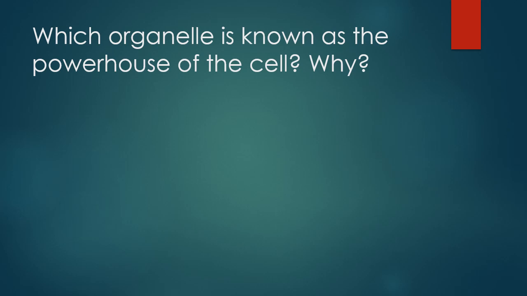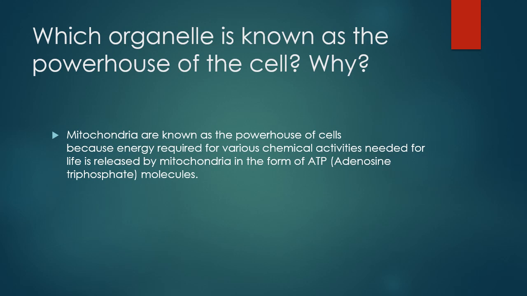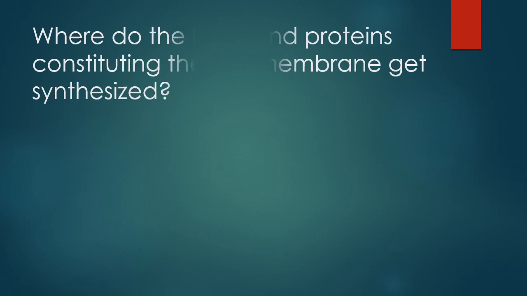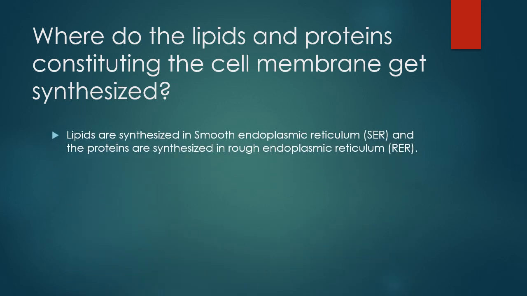Next question. Which organelle is known as the powerhouse of the cell? Why? Mitochondria are known as the powerhouse of cells because energy required for various chemical activities needed for life is released by mitochondria in the form of ATP, adenosine triphosphate molecules. Where do the lipids and proteins constituting the cell membrane get synthesized? Lipids are synthesized in smooth endoplasmic reticulum and proteins are synthesized in rough endoplasmic reticulum.